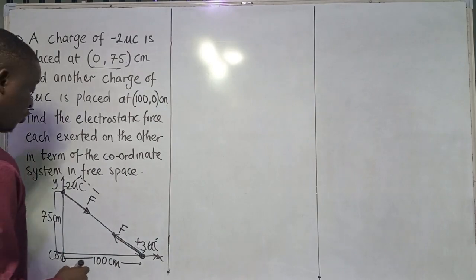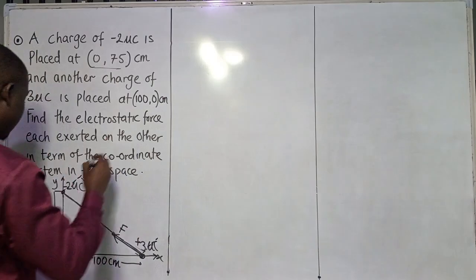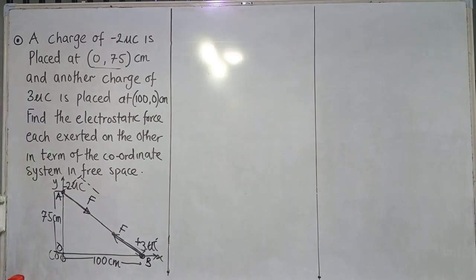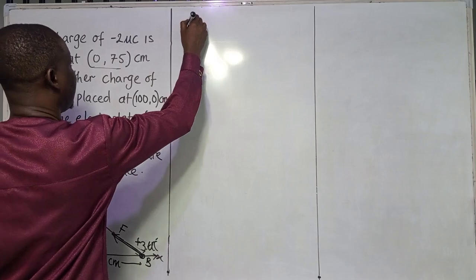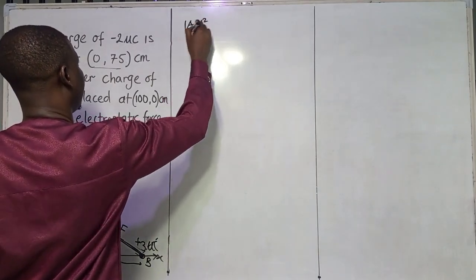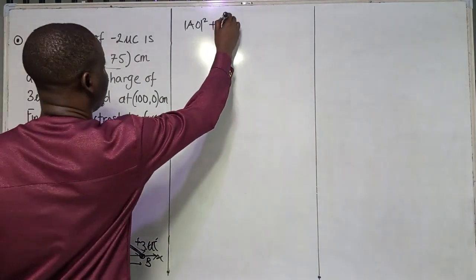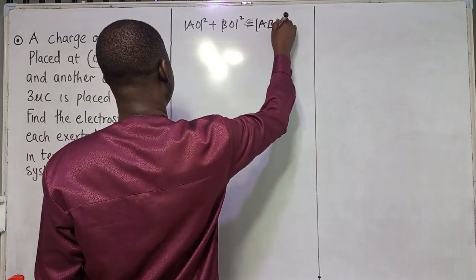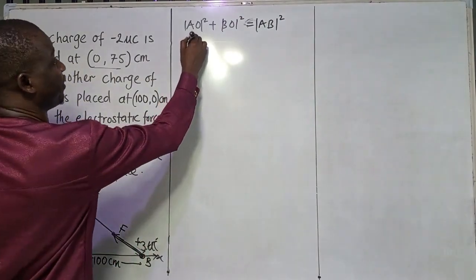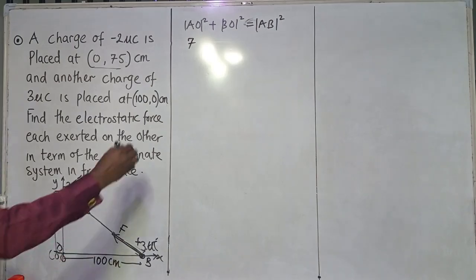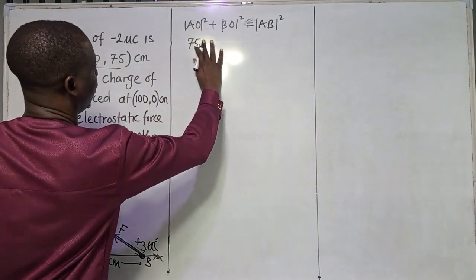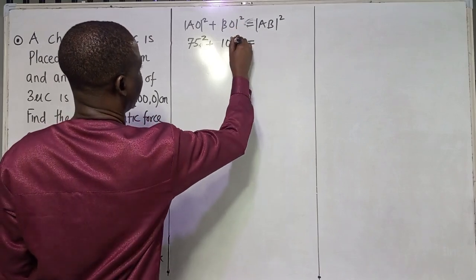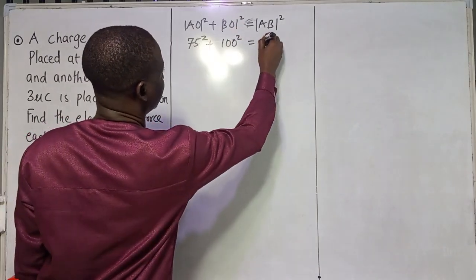We can use Pythagoras theorem by saying, let's call this one point A, point B, and here is the origin O. So we say AO square plus BO square is equal to AB square. Pythagoras theorem. So here is 75. This is AO, 75 centimeter, or just leave it in centimeter square, plus 100 square is equal to AB square.